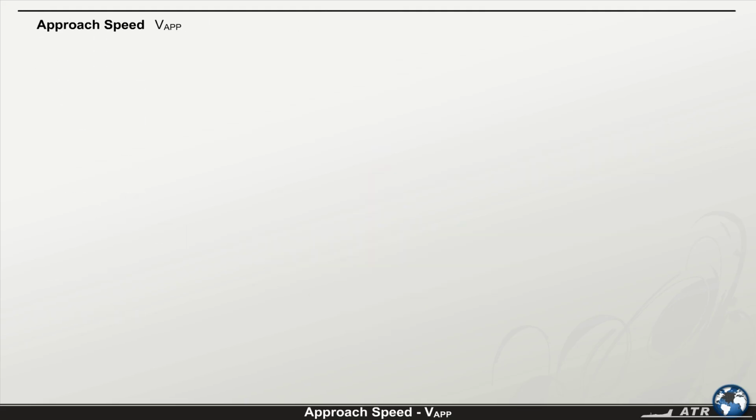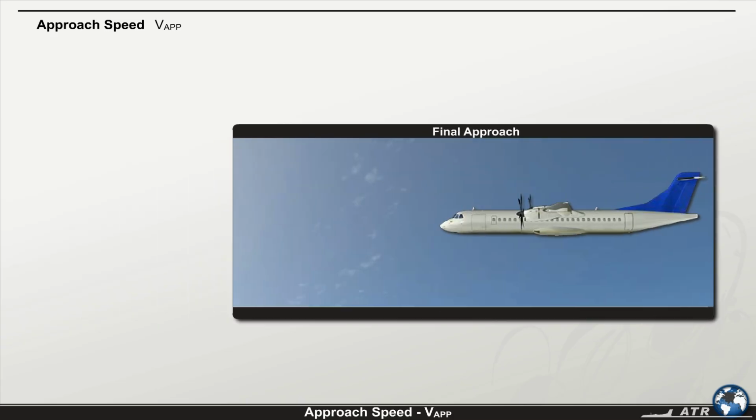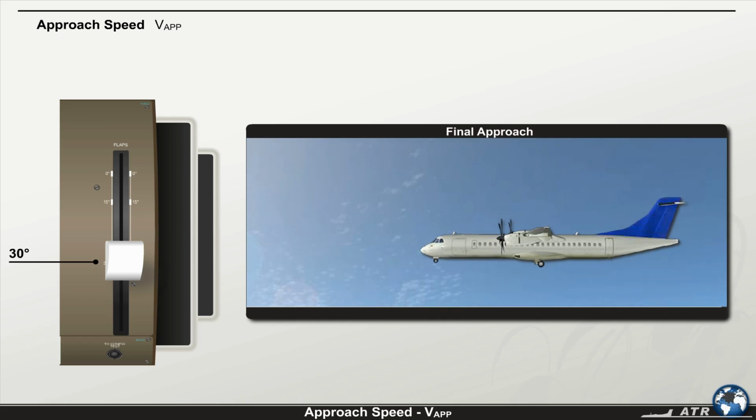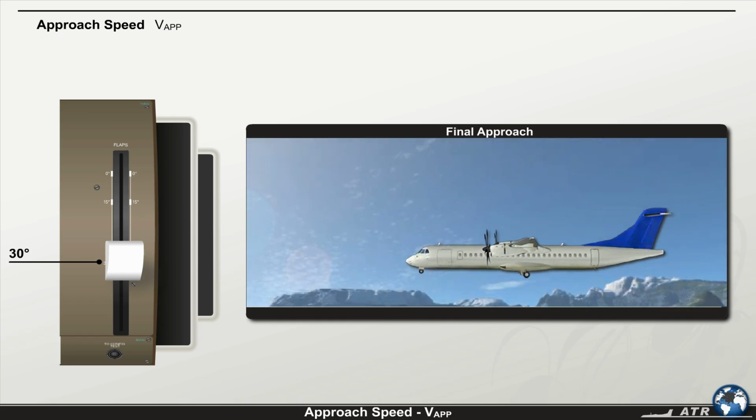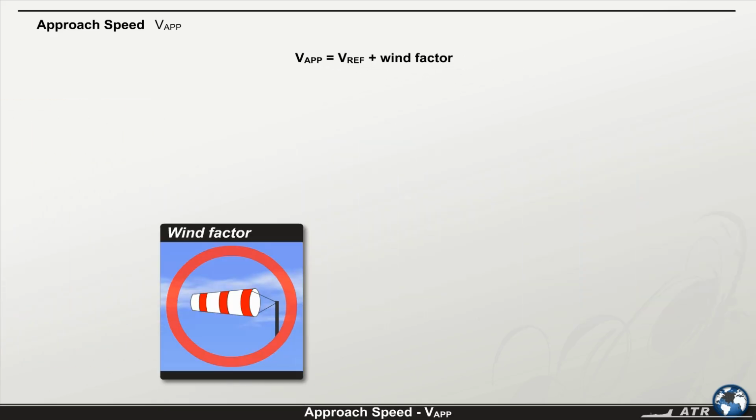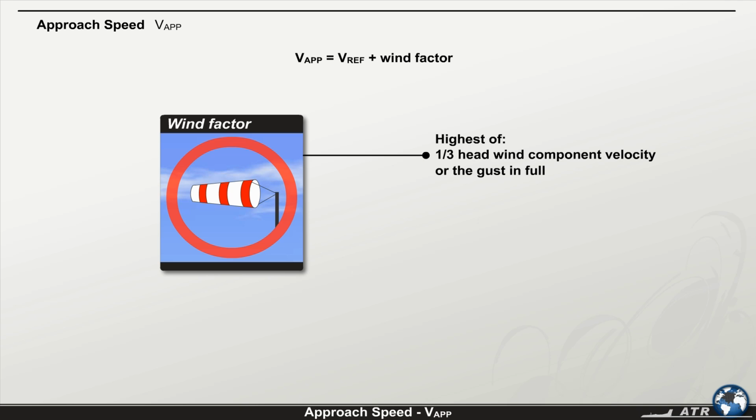Approach speed, VAPP. Approach speed is used during the final approach segment with the aircraft in landing configuration. This is the reference speed, VREF, increased by the wind factor. The wind factor is the highest of 1/3 of the reported headwind component velocity, or the gust in full. The maximum applicable wind factor is 15 knots.